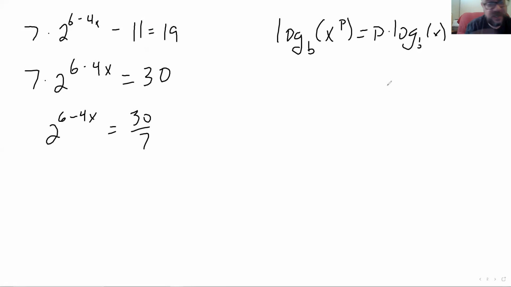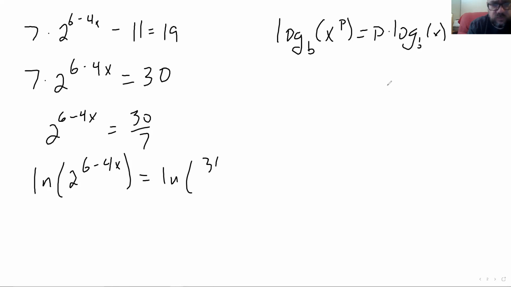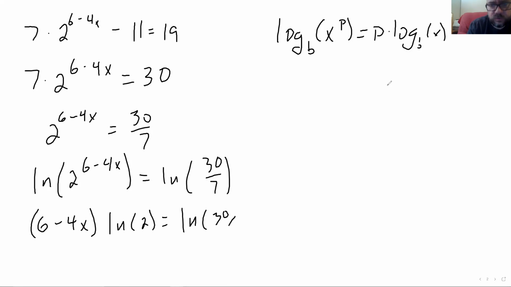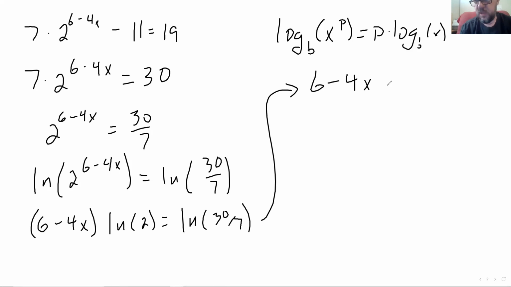Take the log of both sides. I will use natural log, as always. ln of 2 to the 6 minus 4x equals ln of 30 over 7. Use the power property on the left side: (6 minus 4x), careful to write this in parentheses, times ln of 2 equals ln of 30 over 7. Then I'll divide both sides by ln of 2. So I get 6 minus 4x equals ln of 30 over 7, over ln of 2.